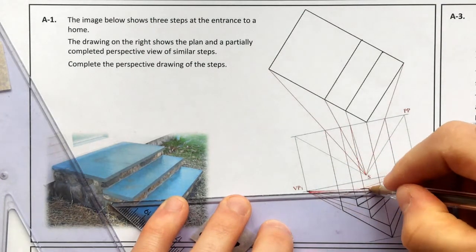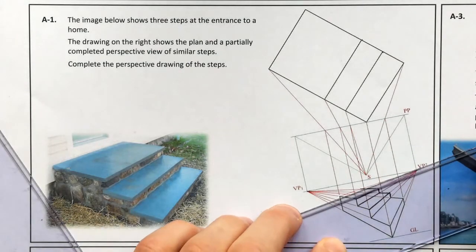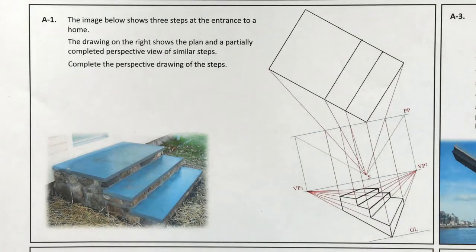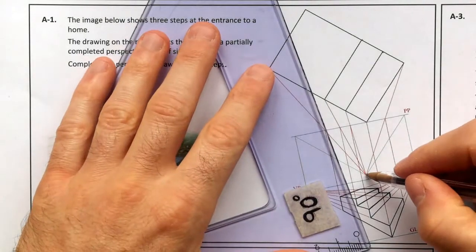And then it's simply a case of heavying in what's needed. So there we have it. That there, guys, is question A1 completed. Now you could check your accuracy and so forth by extending down points.